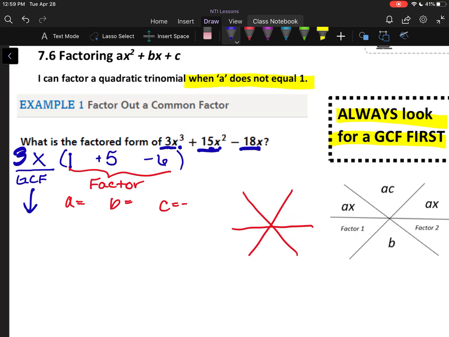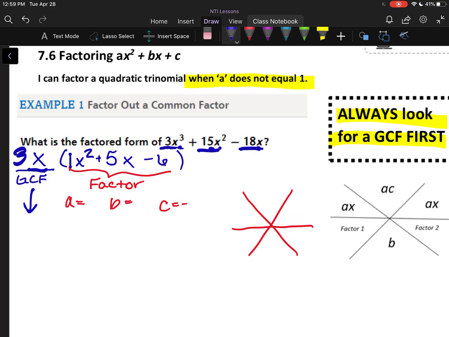Now let's tackle those variables. Our first term had 3 x's. It was x cubed. It's multiplying 3 times. We factored out 1, so that means that there are 2 left. Our second term had 2 x's. We factored out 1. There is 1 left. Our third term only had 1. We factored out 1, which means there is nothing left.